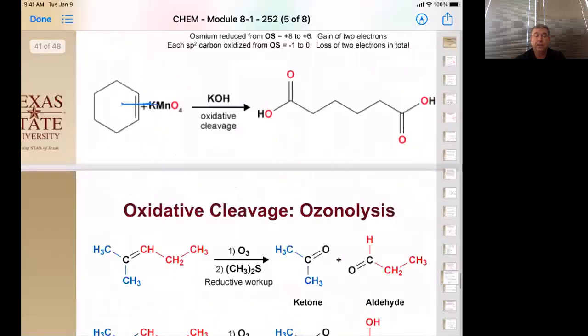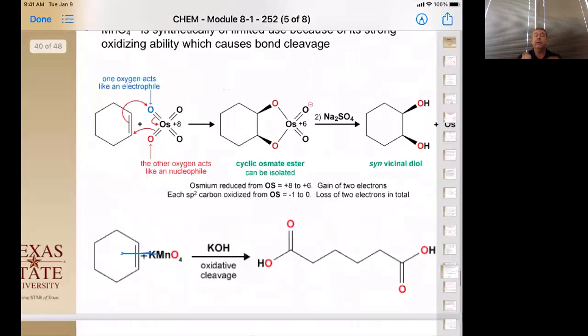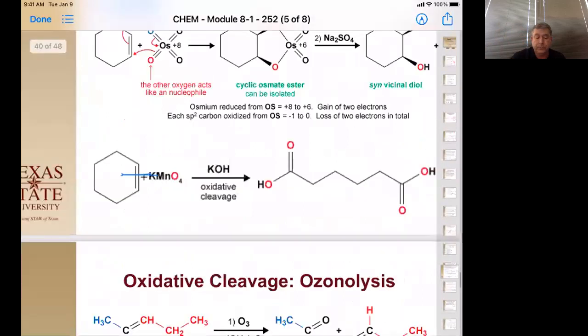Okay. So, questions about the difference with potassium permanganate: even though it initially adds syn, it just continues to over-oxidize the system. So what else can we do with this double bond? Well, we can break that double bond using a different reagent. We can use ozone, okay?